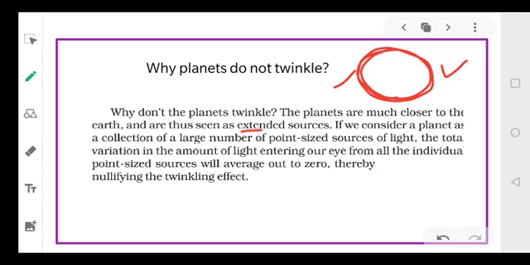And they are seen as extended sources. They are seen as extended sources means they do not appear as point size, they appear bigger in size. Right?